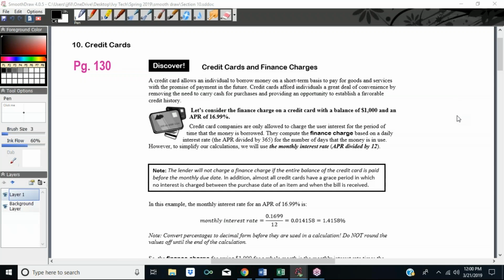Welcome. Today's Thursday, March 21st, and it is noon to 1, Math 123. Today we're going to look at sections 10 and 11 in your book.